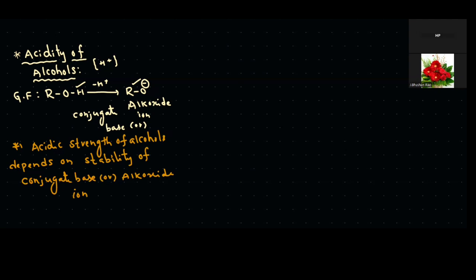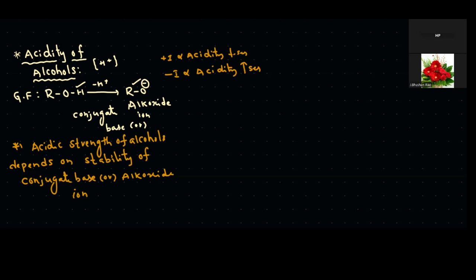Generally we know the formula I already gave. If a plus I group is attached to the alcohol, the acidic strength, or acidity, decreases. If a minus I group is attached to the alcohol, acidity increases. So based on that, now I will explain a simple example.